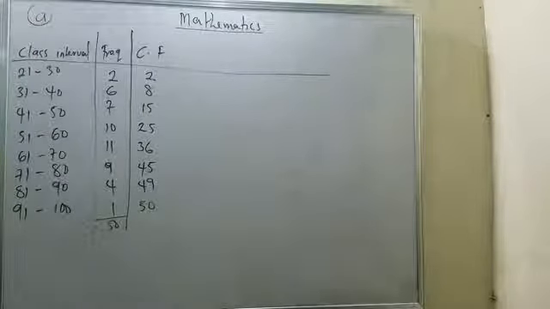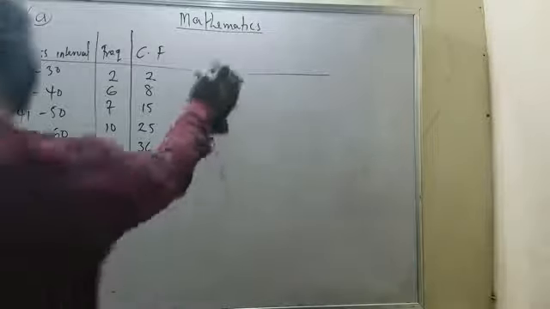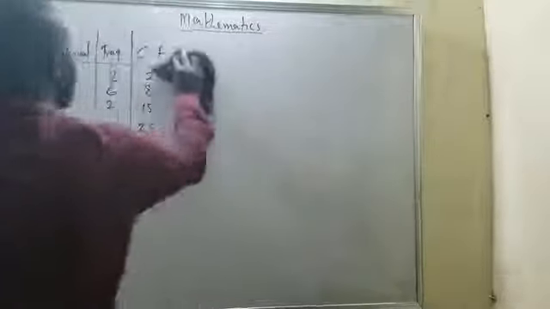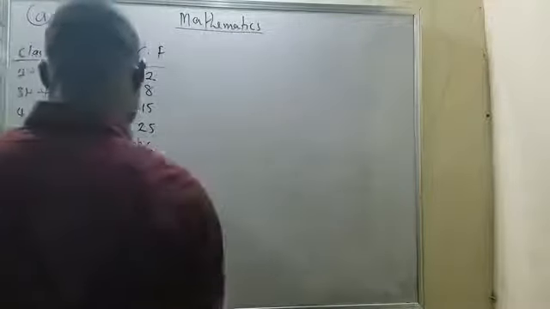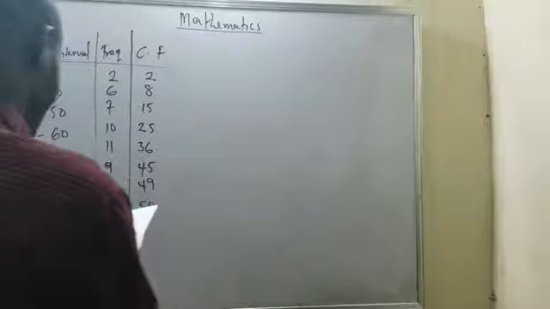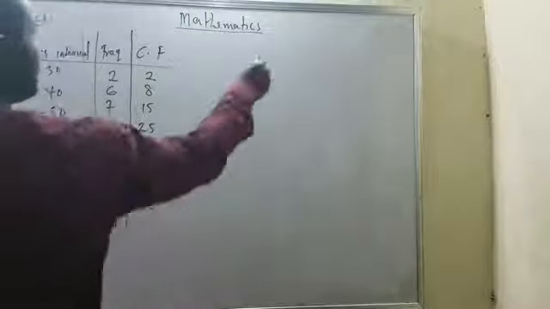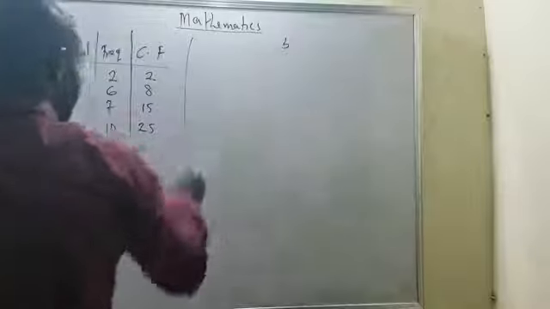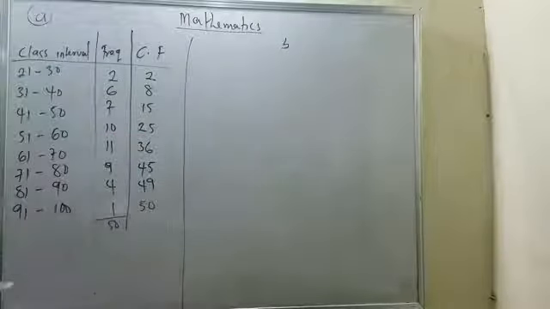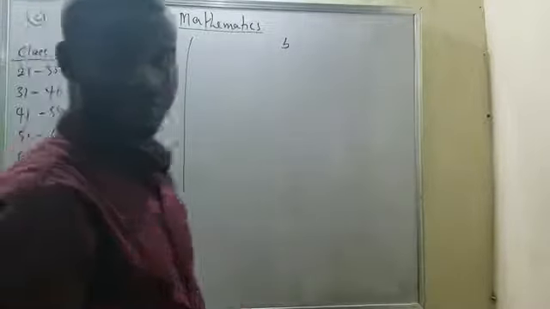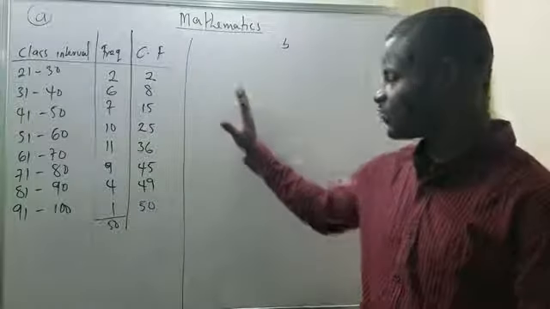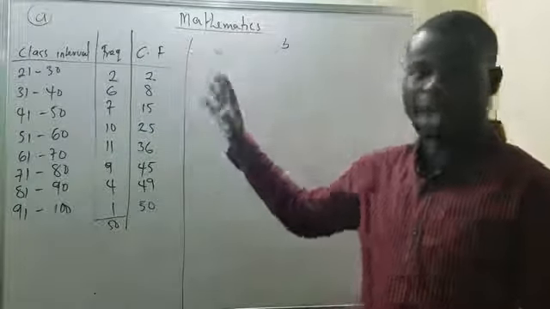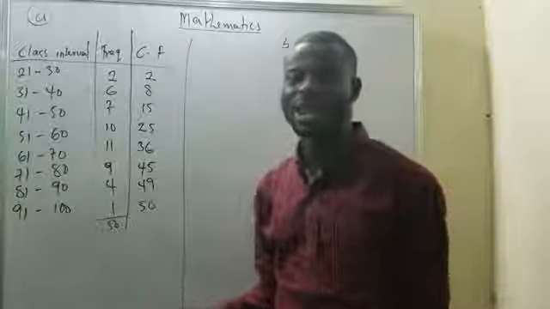Now, the B part of the question, which you are asked to do: draw a cumulative frequency curve for the distribution. Now, this is B. This is A. I'm sorry, I'm supposed to do this on a graph board. Sorry, I have to sketch it here because this is not a graph. But take note, I will make sure I explain it very well.